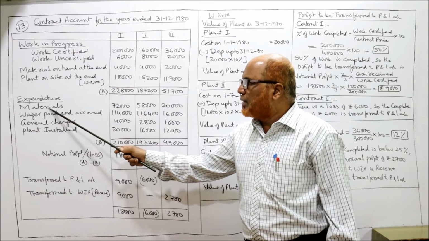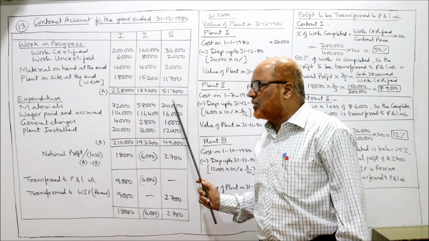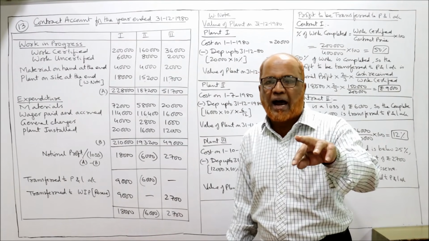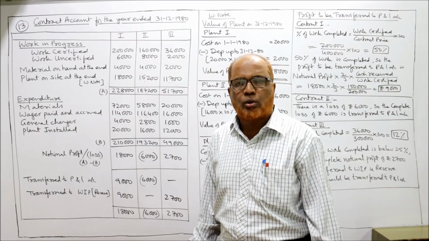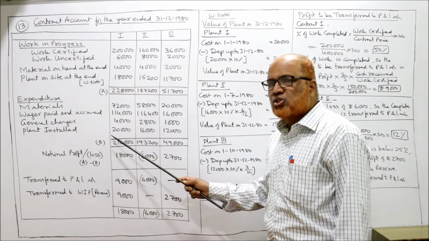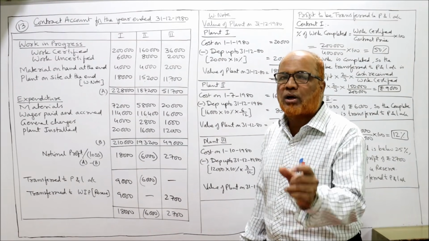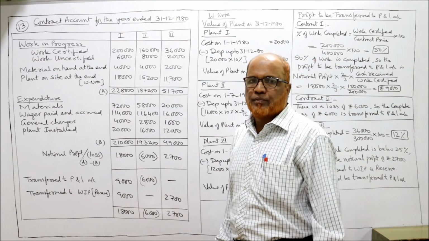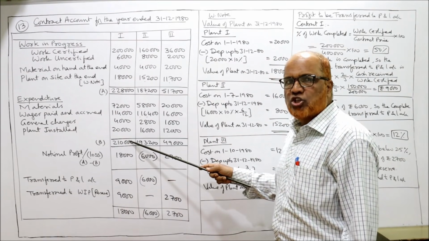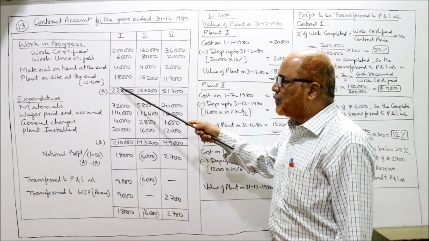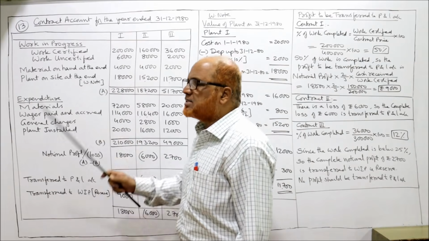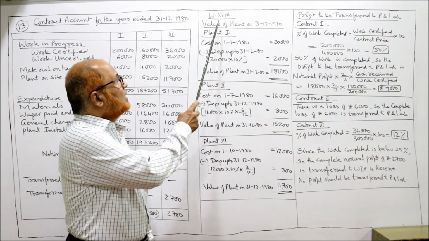Then expenditure, material are respectively given for the 3 contracts, wages paid and accrued. I have added wages paid as well as accrued, both together combined. Then general charges, plant installed. It is given in the problem at what value the plant was issued at the site. So the total of the expenditure. So first we will take total of work in progress, then total of expenditure, right? So how much is the plant at site? I will see first. We'll see the working note here.